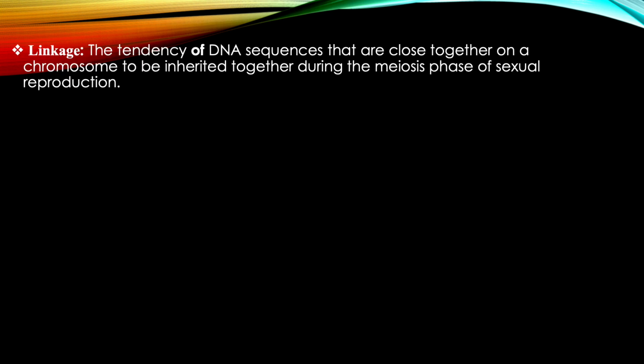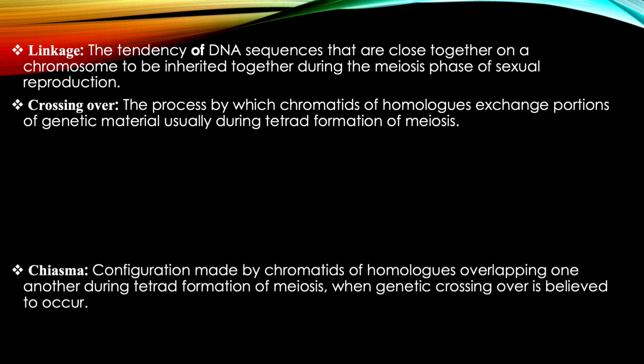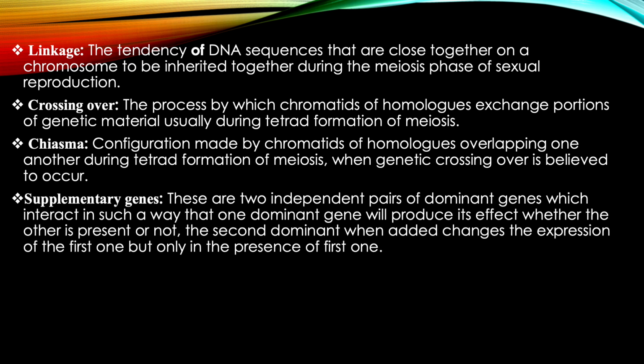Linkage, the tendency of DNA sequences that are close together on a chromosome to be inherited together during the meiosis phase of sexual reproduction. Crossing over, the process by which chromatids of homologs exchange portions of genetic material, usually during tetrad formation of meiosis. Chiasma, configuration made by chromatids of homologs overlapping one another during tetrad formation of meiosis, when genetic crossing over is believed to occur.